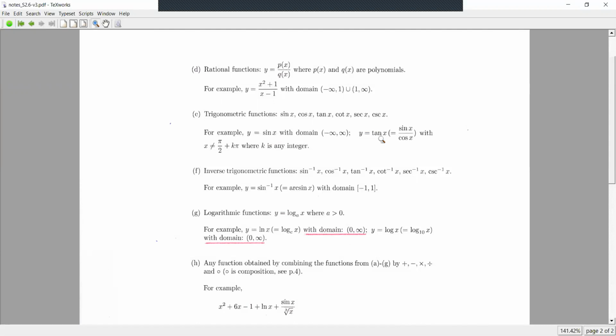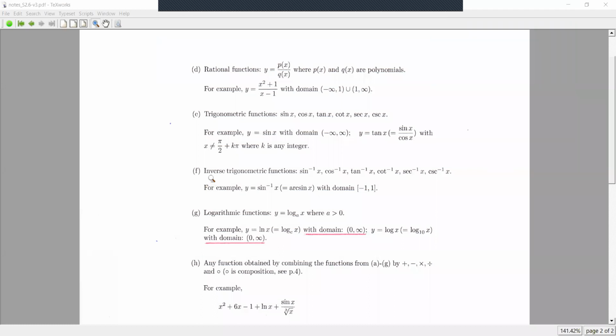Tangent. Tangent is sine over cosine. The domain of tangent is all the numbers, except pi over 2 plus k times pi, where k is any integer. Because at these numbers, cosine is 0. So the domain of tangent is all the numbers except these numbers.